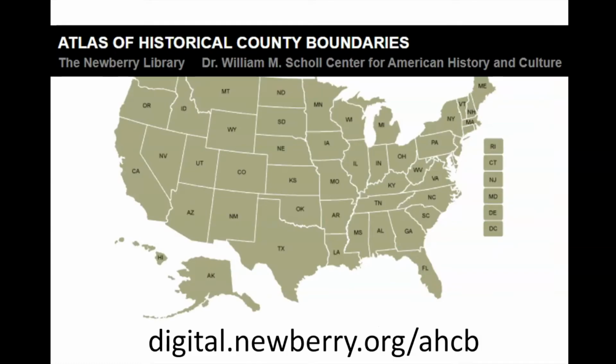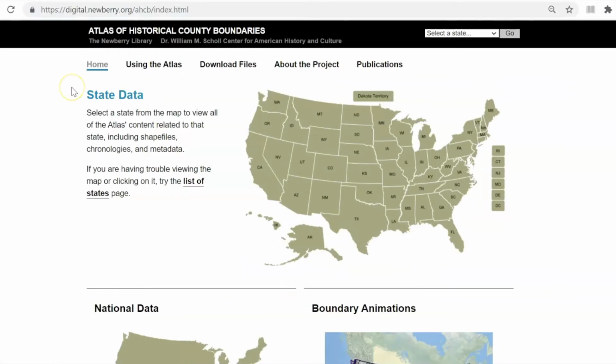That's why you would use the Atlas of Historical County Boundaries, a free online tool created by Chicago's Newberry Library. You'll find it at digital.newberry.org/AHCB. Here on the home page, you can go a few different directions, including learning about how the creators compiled this massive historical mapping project.